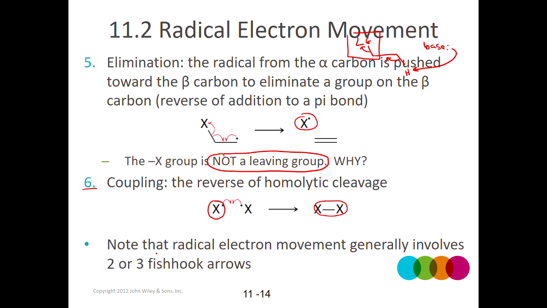Note that most of these involve 2 or 3 fish-hook arrows. So you really do, like last semester, need to be able to draw mechanisms that are correct, and you need an arrow to show the movement of every electron. So if any electron rearranges in any way, there has to be an arrow to show that rearrangement.